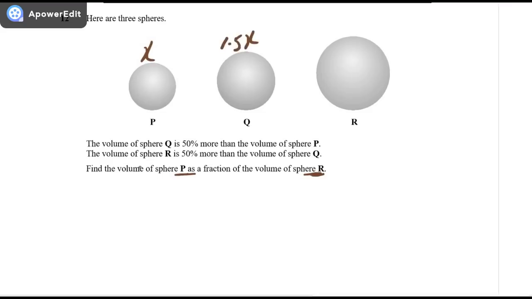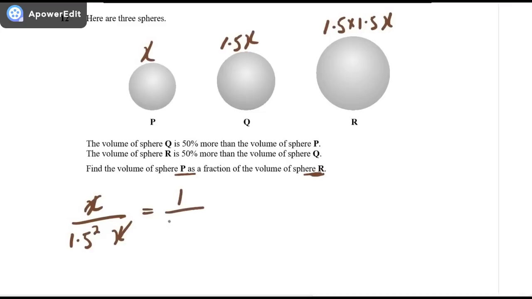1.5x. Then the volume of sphere R is 50% more again than the volume of sphere Q, so we do 1.5 times 1.5x. Now the question is to find the volume of sphere P, which is x, as a fraction of sphere R. So this is x over 1.5 times 1.5 x, which is 1.5 squared x. The x cancels with the x, so it's 1 over 1.5 squared.